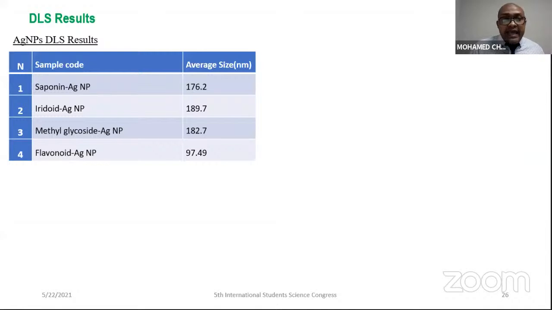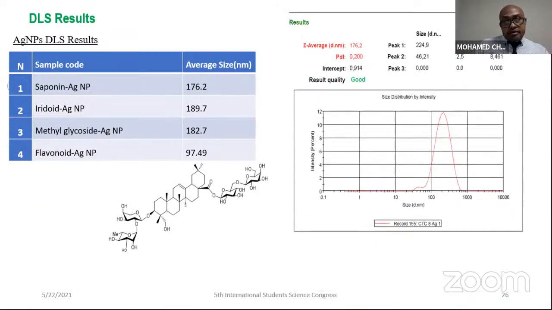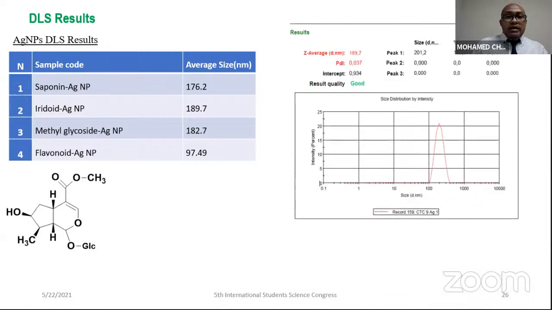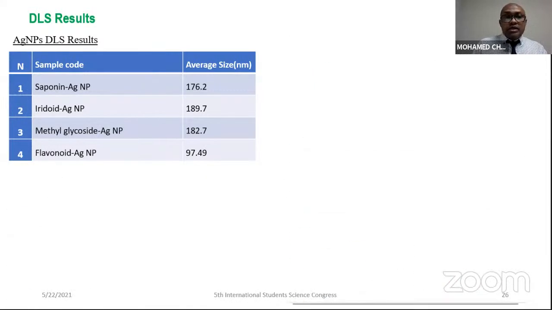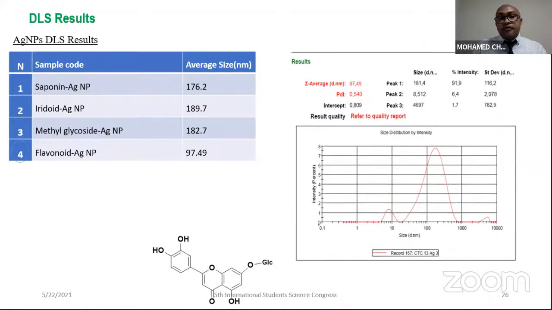Coming to the DLS, I'm going to give you one by one. This is for the silver nanoparticles, and this is the homogeneity of nanoparticles. Coming to the second one, the iridoid, and this is the methyl glycoside. Also, this is the flavonoid, a silver nanoparticle.